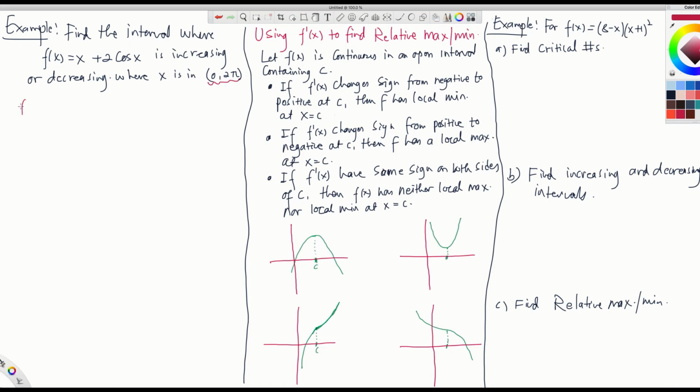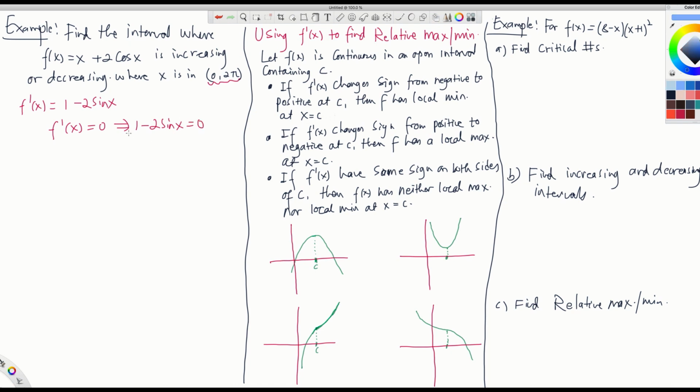We find out f prime of x is how much? It is 1 minus 2 sine x, right? Since this function is defined everywhere, meaning that f prime of x is defined everywhere, and definitely for this interval, you don't have to worry about where the first derivative does not exist. You only need to look at where f prime of x is 0. So set f prime of x equals 0, which implies 1 minus 2 sine x equals 0.